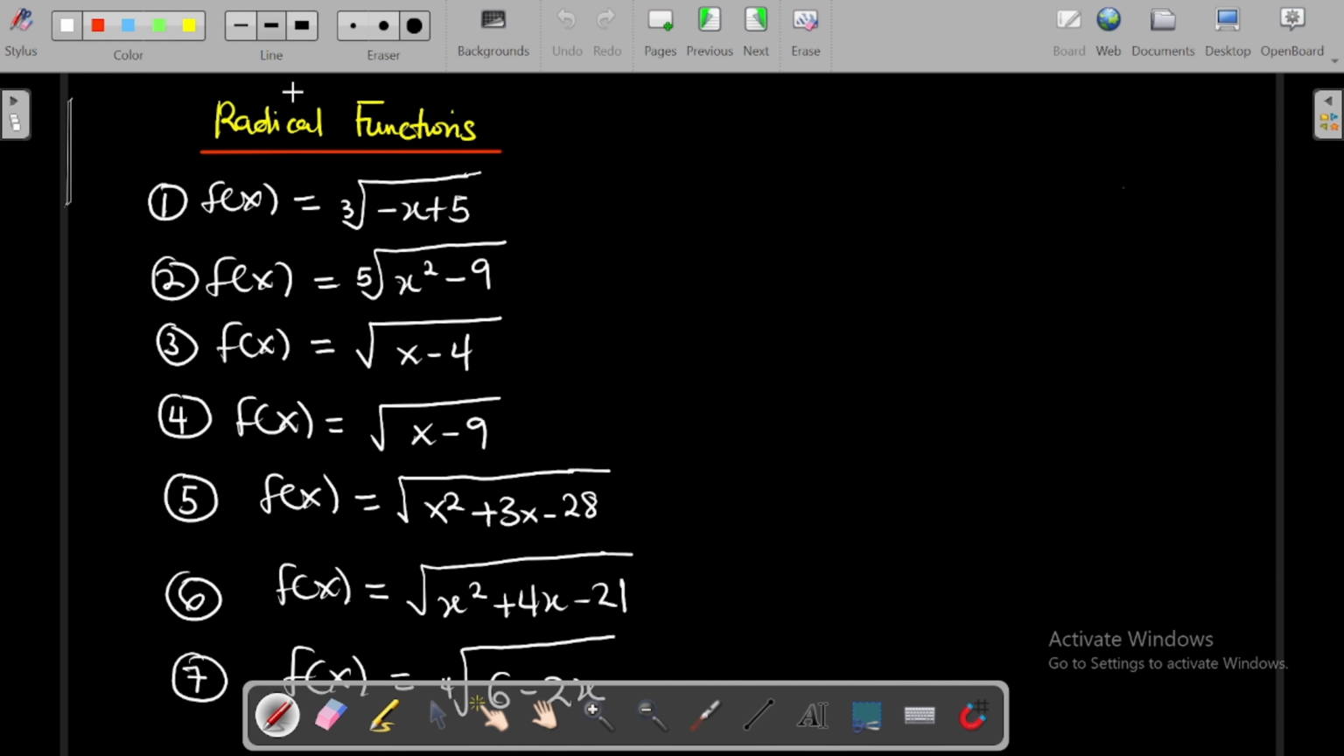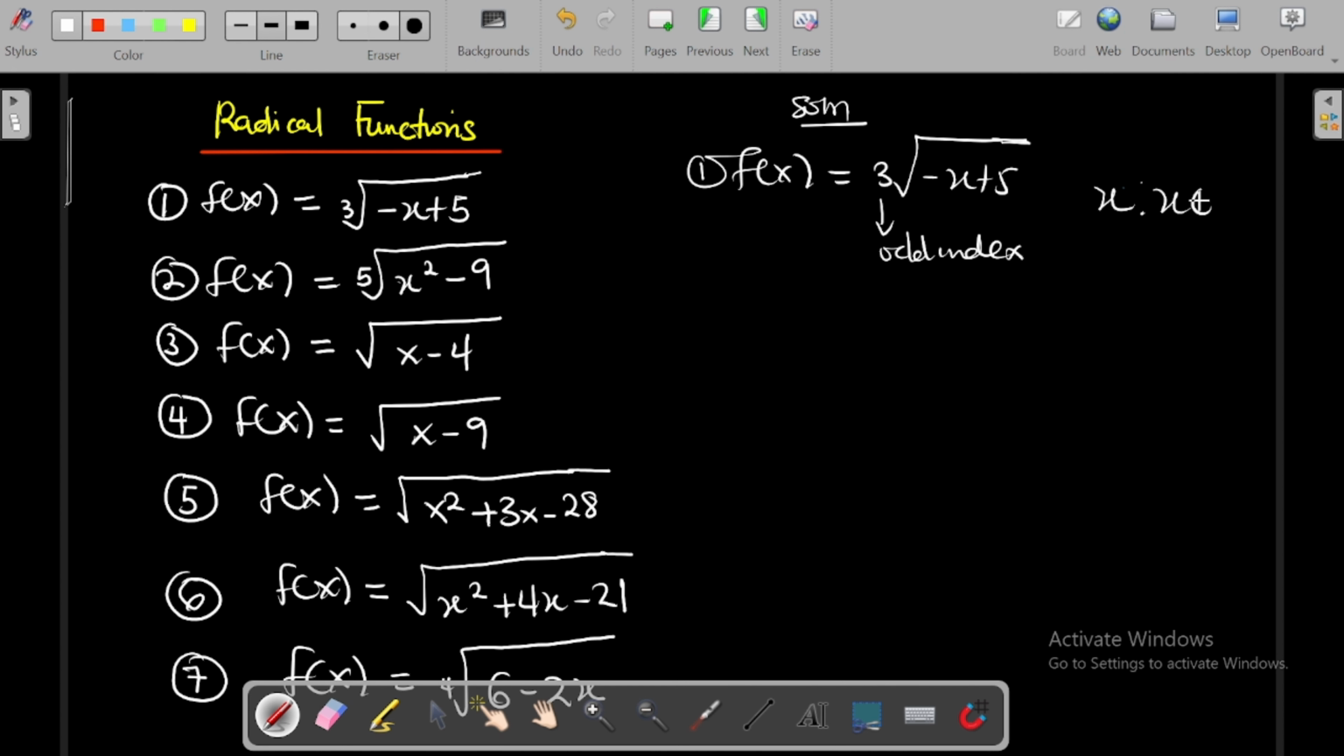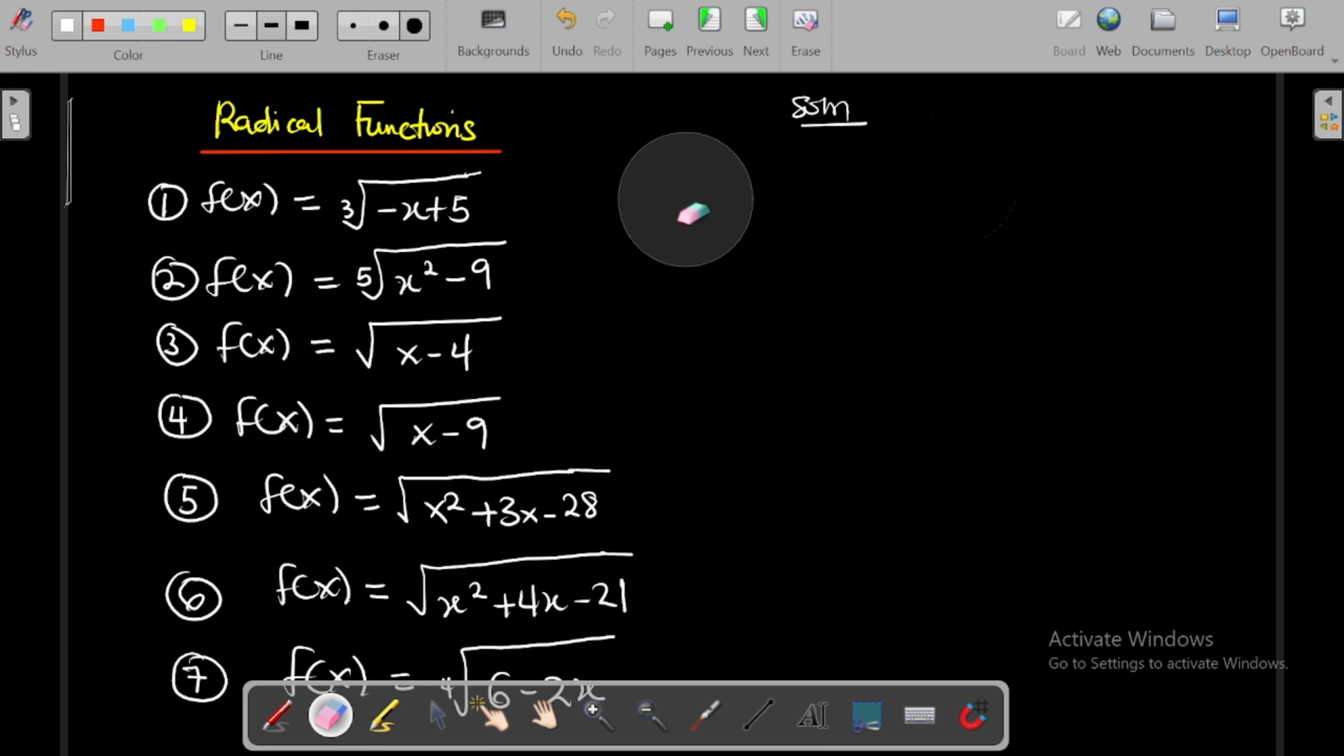So let's solve some questions on radical functions so that you can understand what I'm saying better. For the first one, you have f of x equal to the third root of negative x plus 5. Once you see that the index is odd, because this 3 is an odd index, you simply say that the domain is x such that x is a member of all real numbers. Very simple. Or in interval notation, negative infinity to positive infinity. So for all odd indexes, the domain is all real numbers.